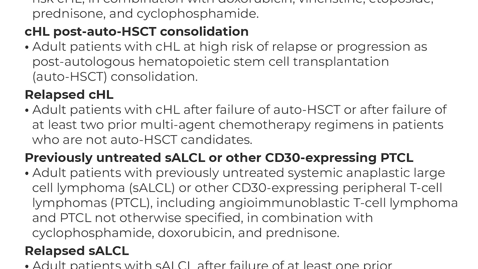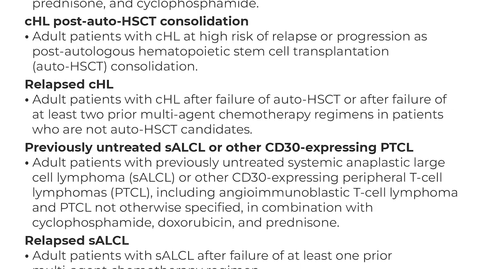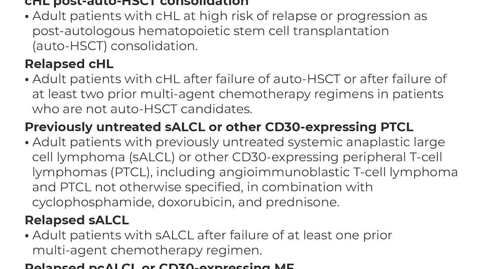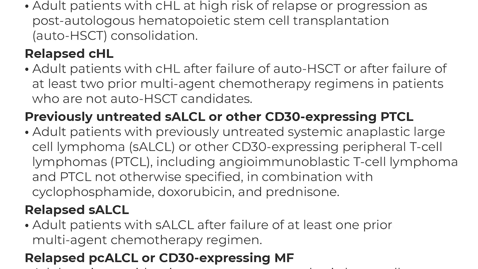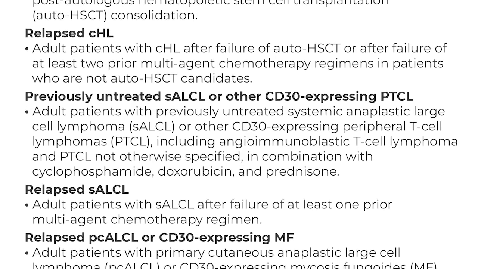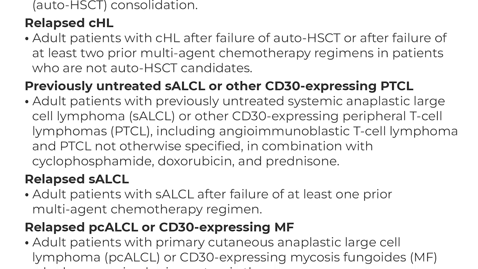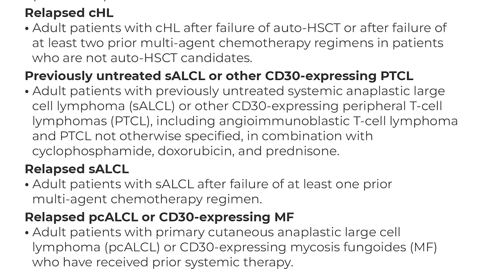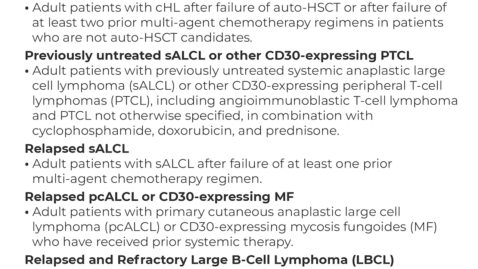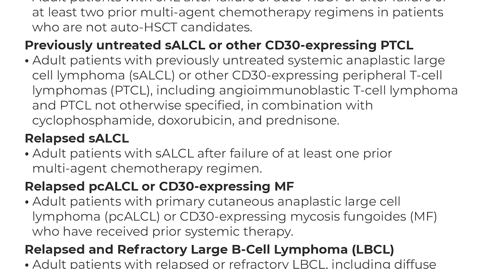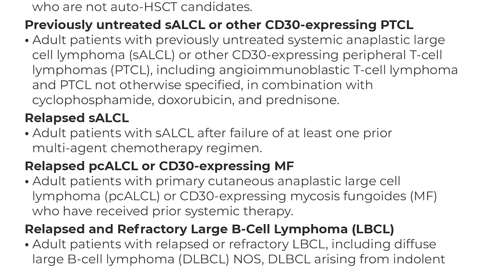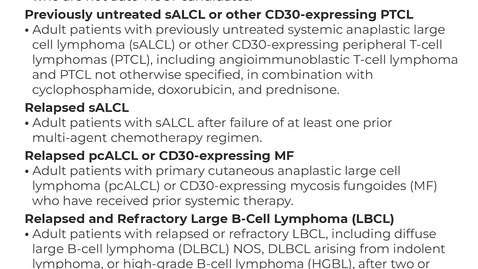Previously untreated SALCL or other CD30-expressing PTCL. Adult patients with previously untreated systemic anaplastic large cell lymphoma, SALCL, or other CD30-expressing peripheral T-cell lymphomas, PTCL, including angioimmunoblastic T-cell lymphoma and PTCL not otherwise specified in combination with cyclophosphamide, doxorubicin, and prednisone. Relapsed SALCL. Adult patients with SALCL after failure of at least 1 prior multi-agent chemotherapy regimen.